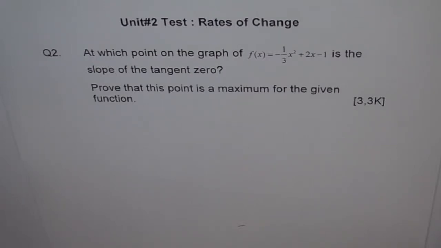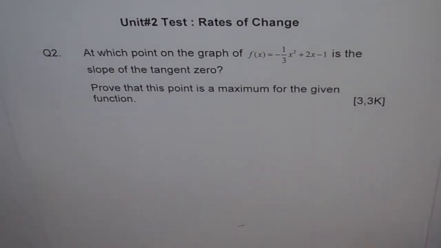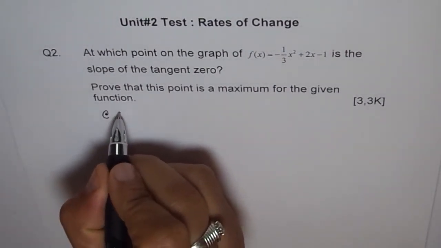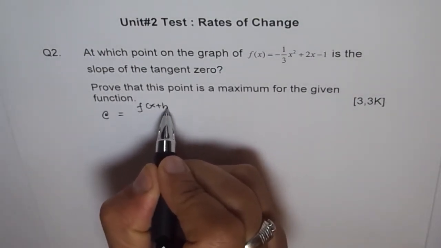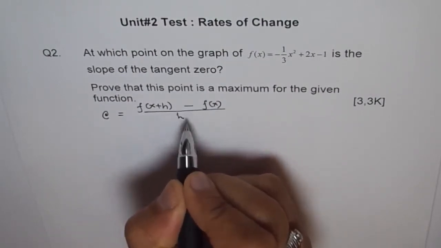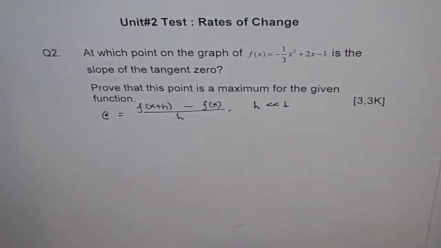Okay, so now here we have to find the point where the tangent is 0. So we should use the difference quotient method. So we'll find the rate of change. As you remember, the difference quotient, this is my instantaneous rate of change symbol, is equal to f(x + h) - f(x) over h, right? Where h is very, very small as compared to 1. So think as if h is 0.001.